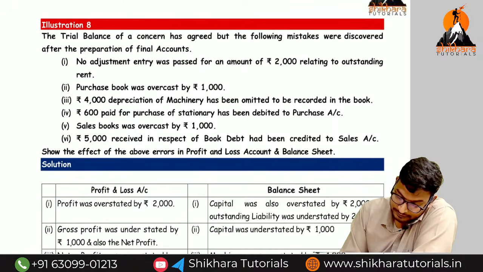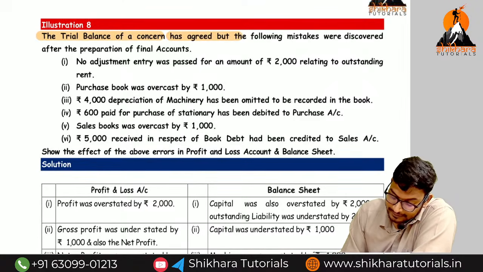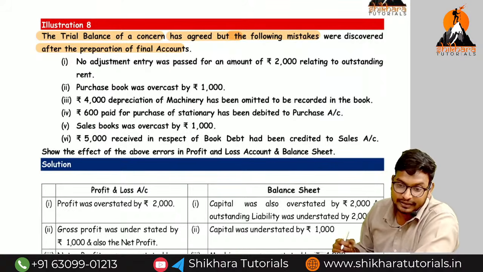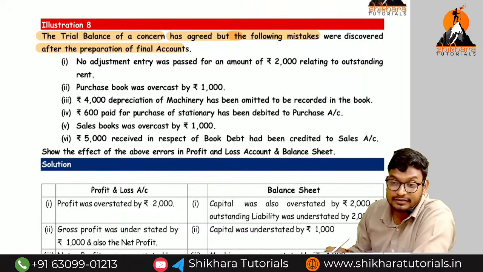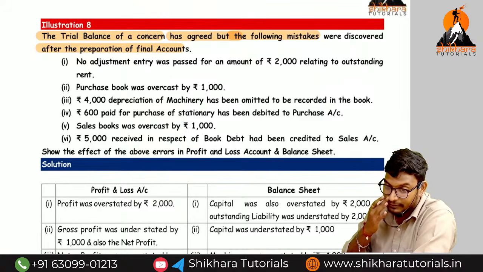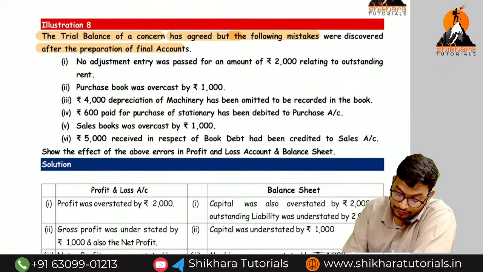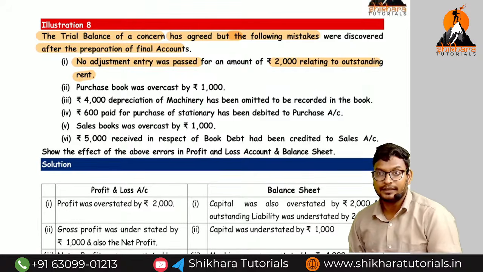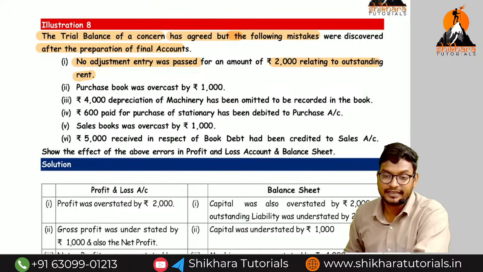Okay guys? A trial balance of the concern has agreed, but the following mistakes were discovered after preparation of final accounts. The trial balance was tallied, but after preparation of final accounts, some mistakes happened. See this one. No adjustment entry was passed for an amount of 2000 related to outstanding rent. If we have not booked the outstanding rent, the rent will be less. The expenditure will be less.